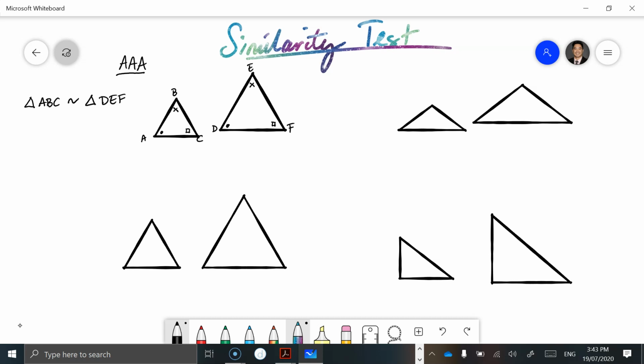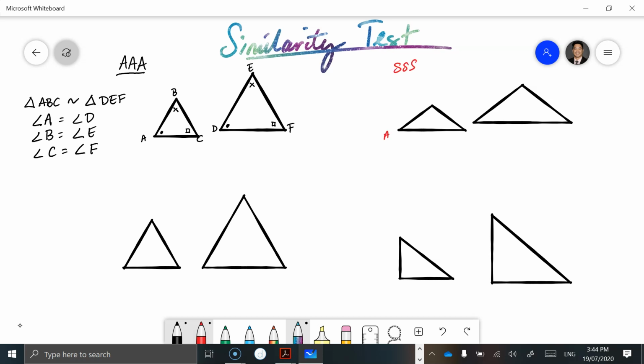Remember the sequence and the order of vertices. If we start with A, we correspond it to D. If we then move to B, we need to move to E, and then finish off with C, we need to finish off with F. So we could say that angle A is equal to angle D, angle B is equal to angle E, and angle C is equal to angle F. That's fairly simple when it comes to angles. The next one will be triple S.